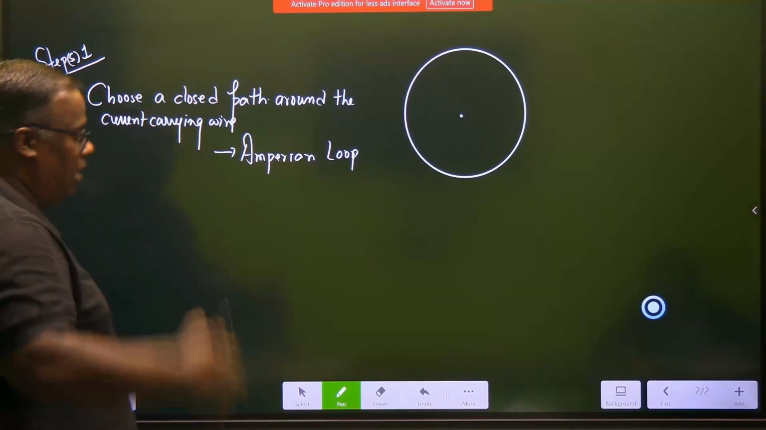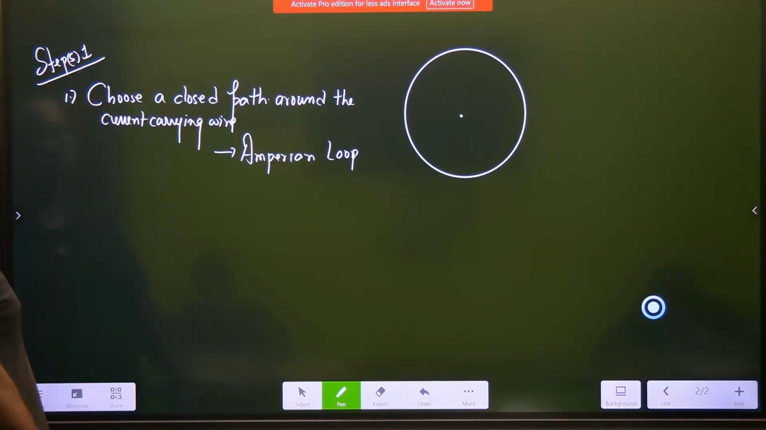Ampere's circuital law. Ampere, he was a French guy. His name is Henri Ampere. Okay, closed circular loop.